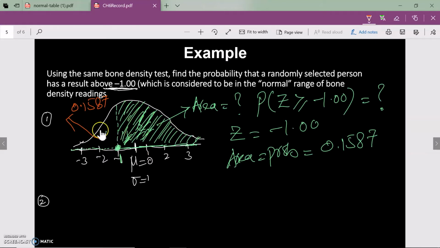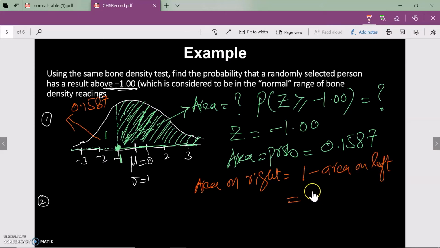If I know the area on the left side, I can calculate the area on the right side by subtracting from the 1. So area on the right is always equal to 1 minus area on the left. And this is equal to 1 minus 0.1587. So this comes out to be 0.8413.